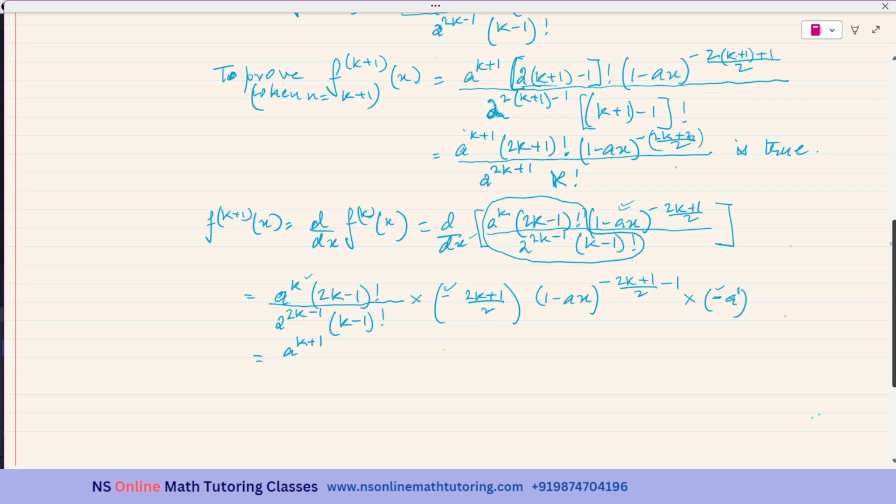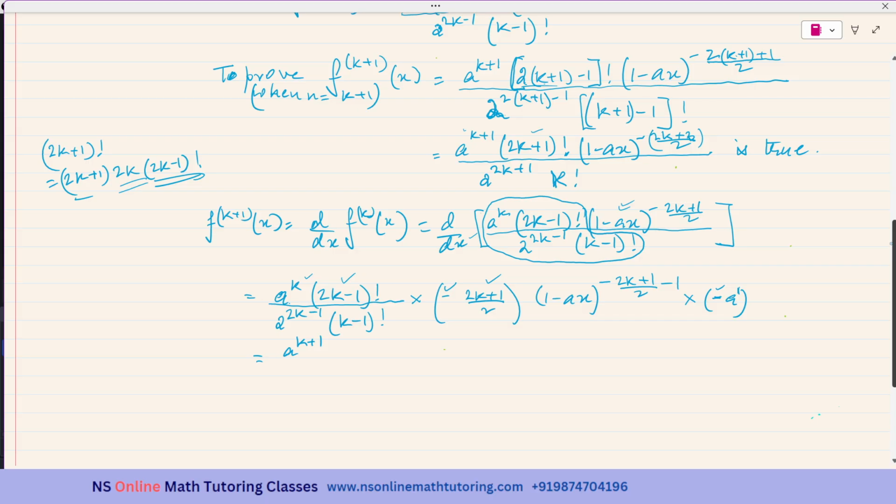Fine. Now I am seeing I should be having 2k plus 1 factorial and over here I am having 2k minus 1 factorial. So in order to get 2k plus 1 factorial, what should I be doing? 2k plus 1 factorial can be written as 2k plus 1 times 2k times 2k minus 1 factorial. And I am having this 2k minus 1 factorial. I am having this 2k plus 1. The missing part is this 2k.